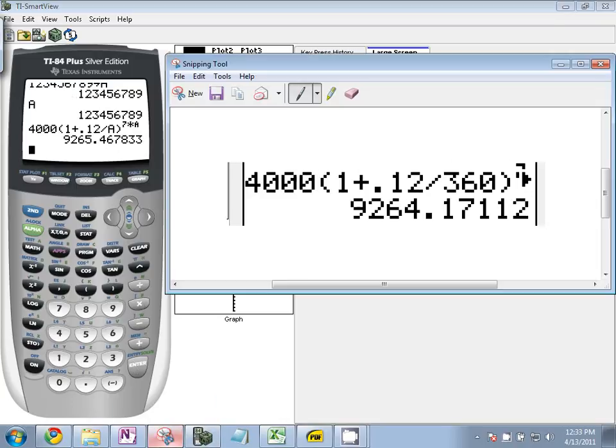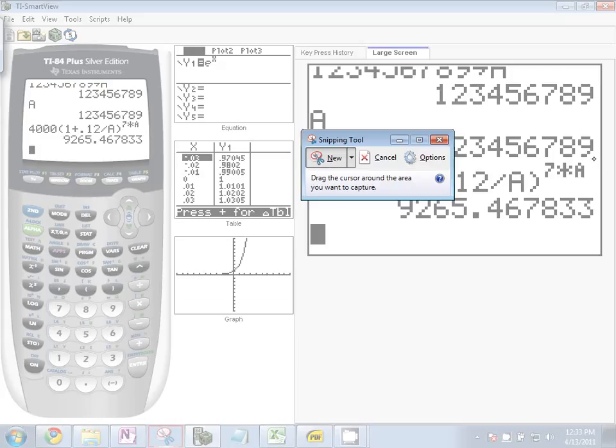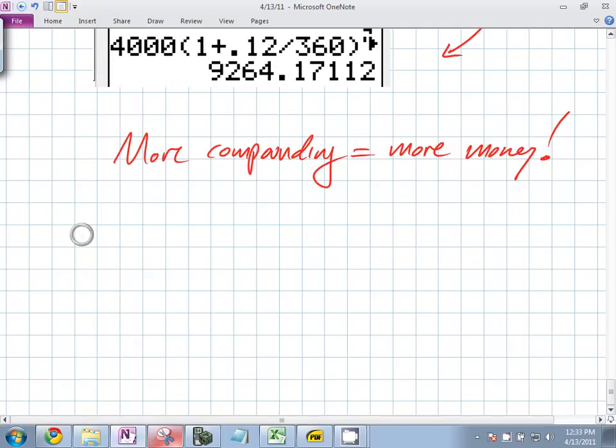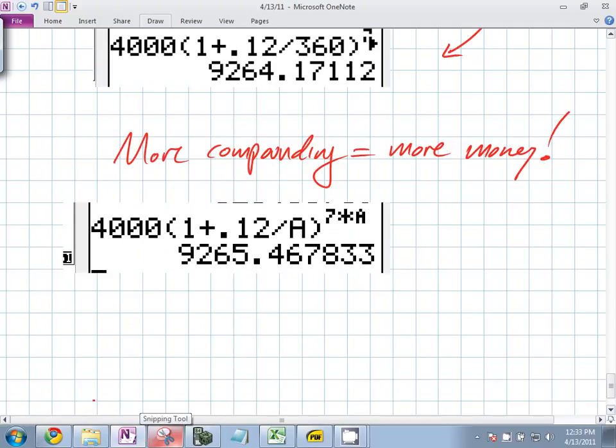Did we make more money? How much more money did we make? We made like $1 more, and this is with A equal to 1, 2, 3, 4, 5, 6, 7, 8, 9. So I'll ask again, can you always make more money by compounding it more often? Yeah. Can you make it as big as you want? No. There's a limit to it.